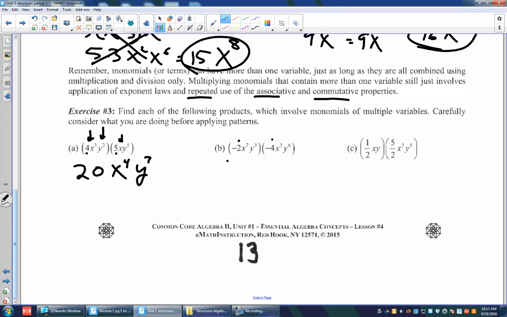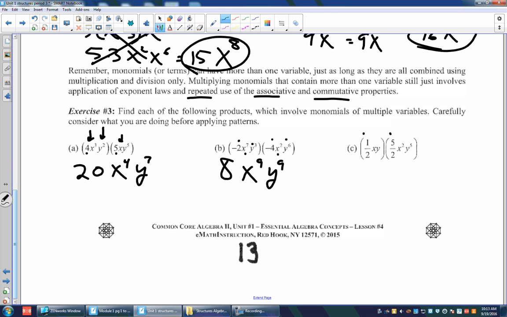So here, when we multiply those two together, we get 8. When we multiply these x's together, we add the exponents, x to the 9th, and y cubed times y to the 6th is y to the 9th. We don't have to combine anything else. That's just the combinations there.